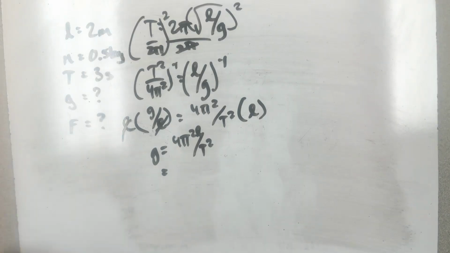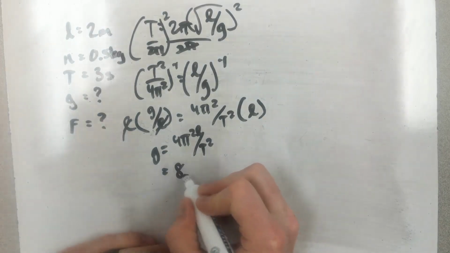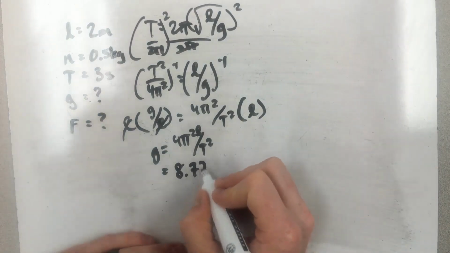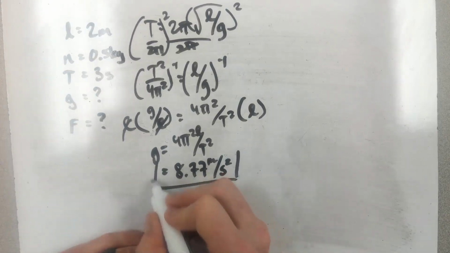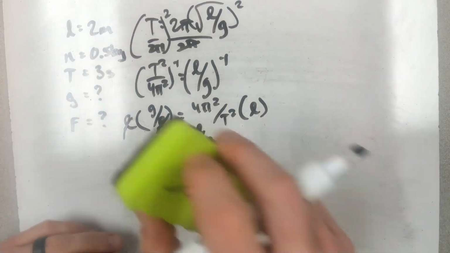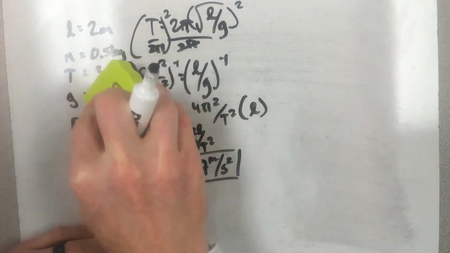So pi squared times 4 times 2 for the L divided by T squared, or 3 squared, so 9. So our G on this planet is 8.77 meters per second squared. So that's our G. Boom. Easy.